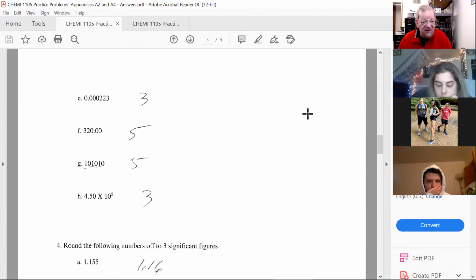I was going to do H, and thank you for asking your question, because now I know I better do it. All right, let's look at H. If we look at H, there's a decimal point. Zeros after a decimal are significant. So I have 2 non-zero numbers, which are always significant, and this 0 after the decimal point is also significant, which is why the number is 3 significant figures.